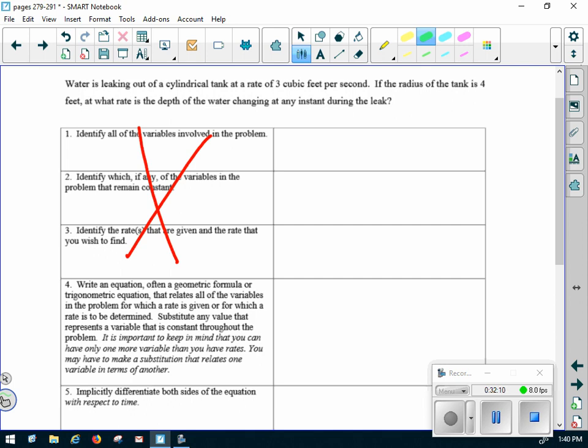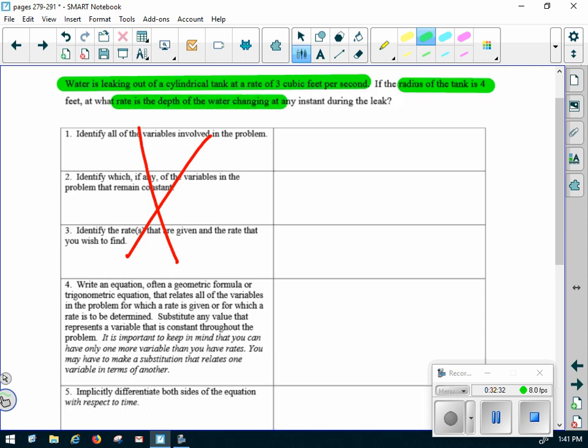Water is leaking out of a cylindrical tank at a rate of 3 cubic feet per second. That's got to be important. If the radius of the tank is 4 feet, at what rate is the depth of the water changing at any instant during the leak? Now, you notice it says, I guess I ought to highlight that, at any instant.